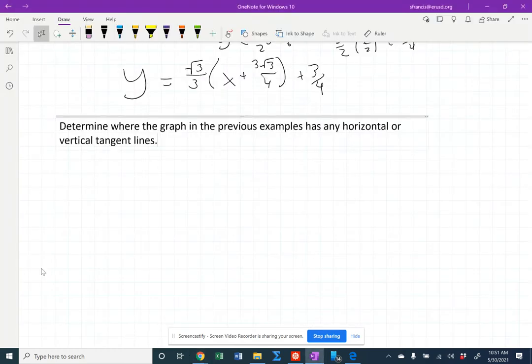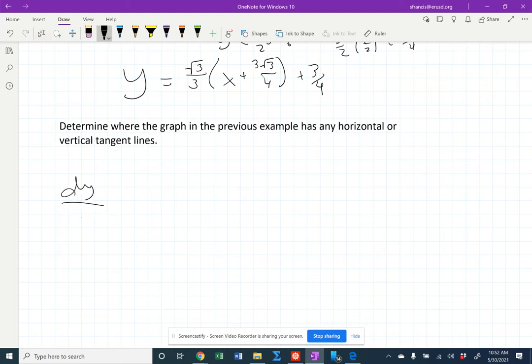All right, let's ask another question about this graph. It says, determine where the graph in the previous example, this type right there, has any horizontal or vertical tangent lines. This is common because they're not only testing you in your understanding of the polar relationships, but they're also testing your understanding of just vertical and horizontal tangent lines.